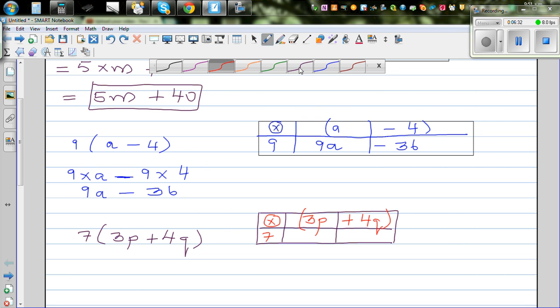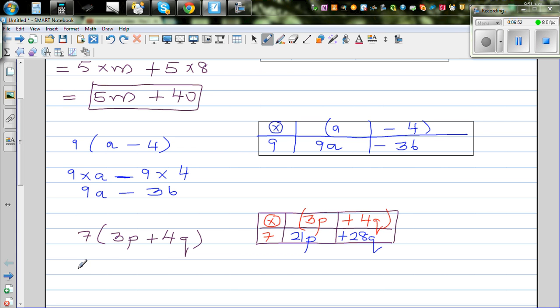So you just multiply as you're multiplying numbers. 7 times 3 is 21, and it's 7 times 3p, so this is 21p. And 7 times 4 is 28, so 28q. So your final answer is 21p plus 28q.